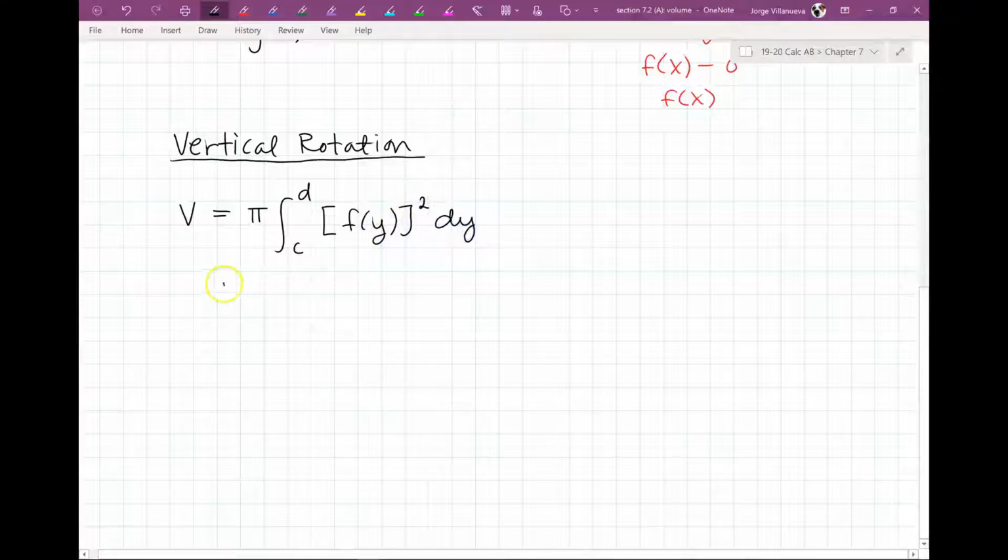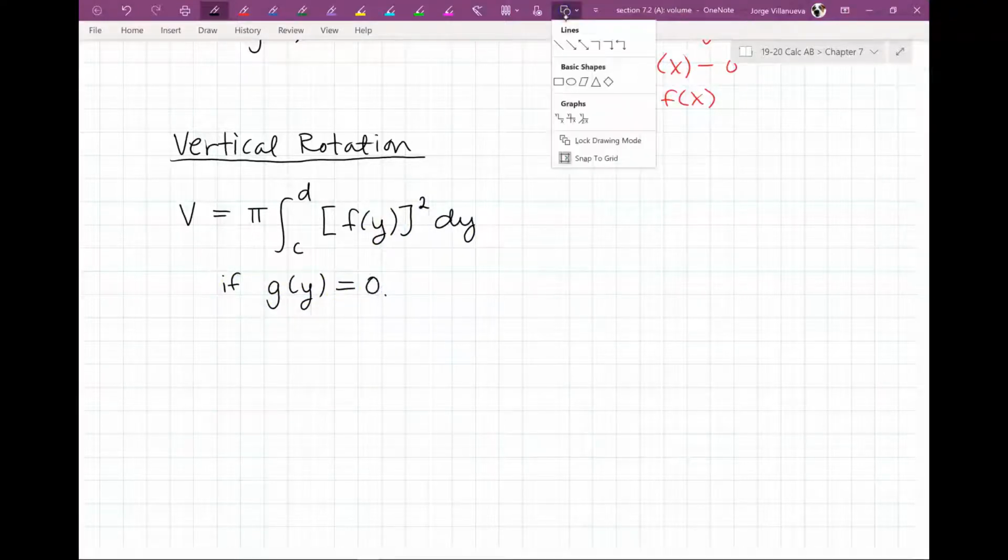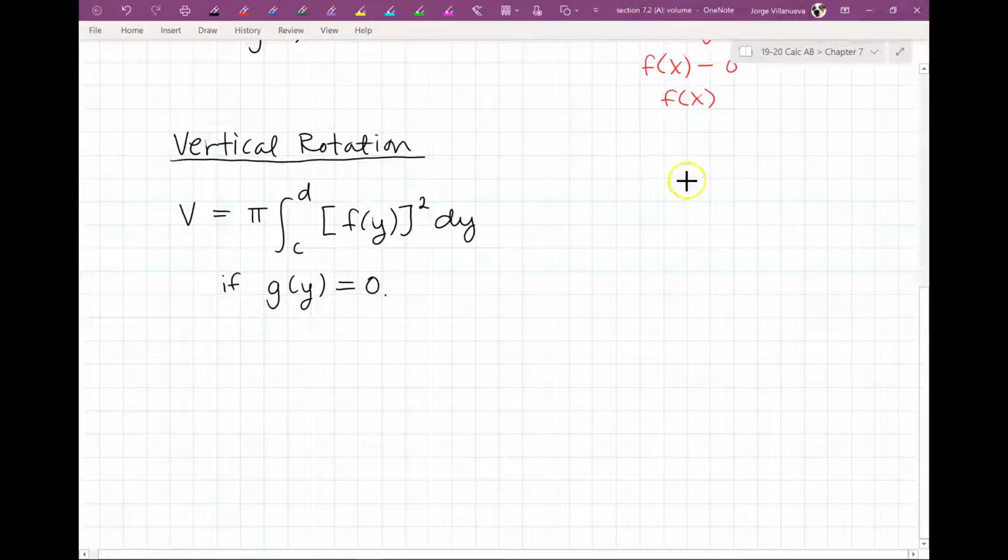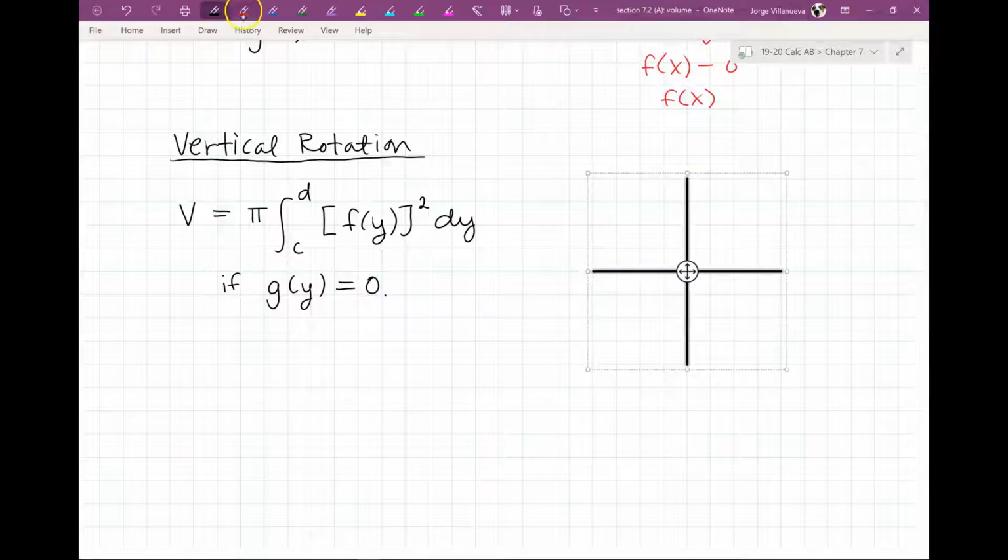Okay, that's if g of y equals 0. Now draw a picture so you guys can see this. So let's see.